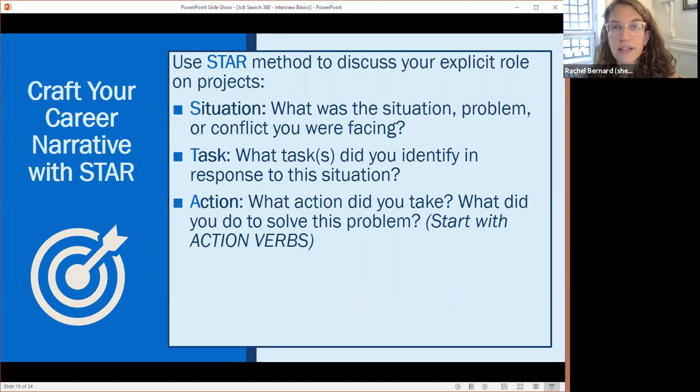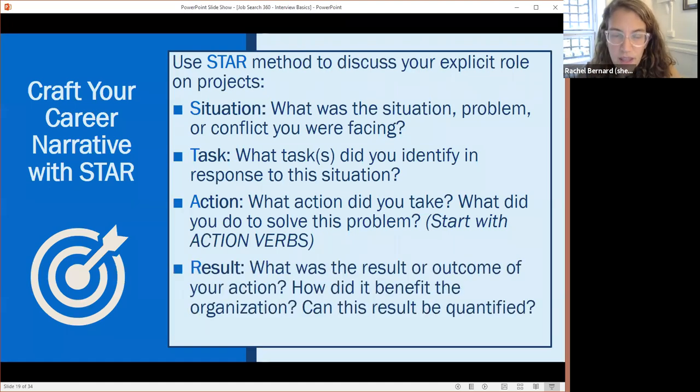Now you're narrating what you did, and this is where it's important to say what you did. Even if this is something you were working on as a team, you want to clarify the things that you did to contribute to the team, as well as other team members, but really emphasizing your own role on the team. And then finally, the result.